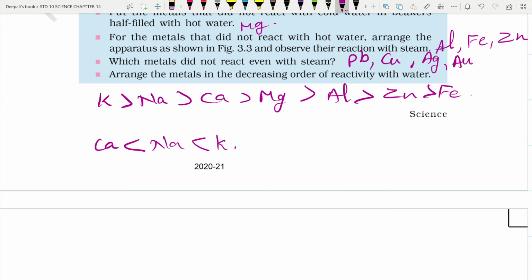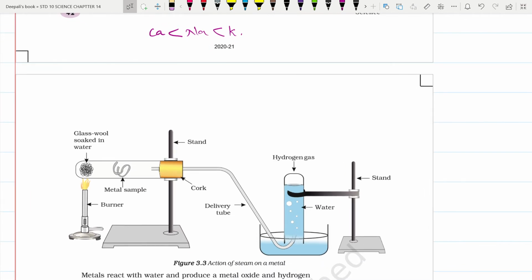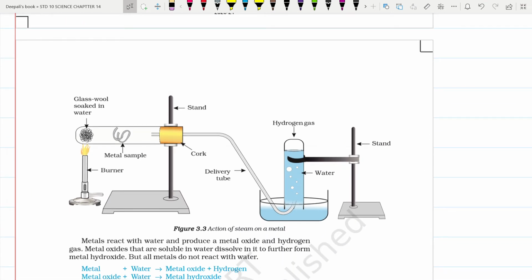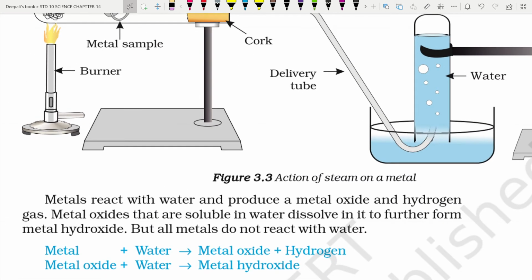So, did you understand? Metal reacts with water and produces metal oxide and hydrogen gas, and these metal oxides are soluble in water and form metal hydroxides. Metals like potassium and sodium react violently with cold water and evolve hydrogen gas which catches fire immediately. Here is a setup to show the action of steam on metals. Metals react with water and produce oxides and hydrogen gas. Metal oxides are soluble in water and further form metal hydroxide.